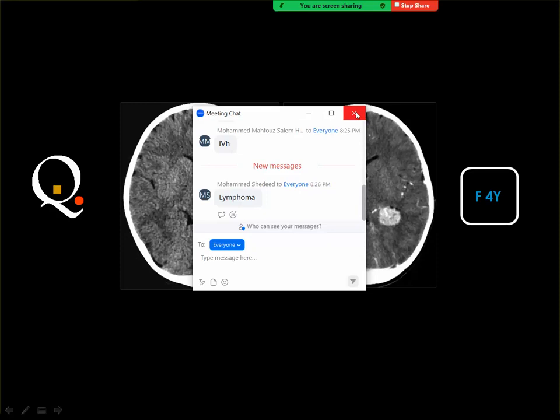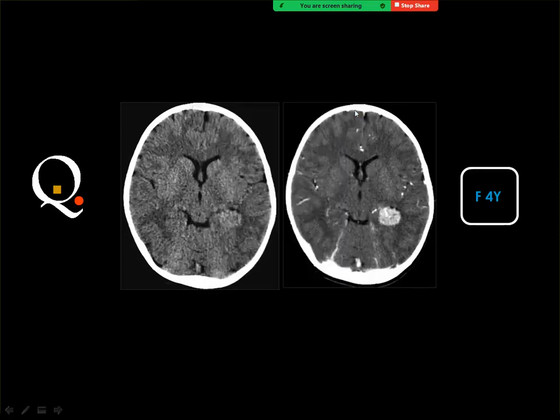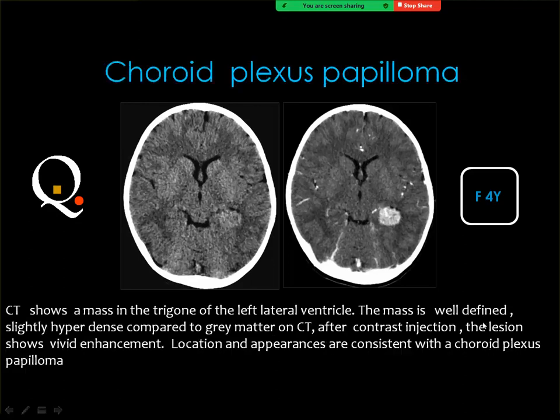The answer is not right. This is, of course, not a lymphoma. This is a tumor that is inside the occipital horn of the lateral ventricle, and in this pediatric age, and the enhancement and the border of the lesion all are diagnostic of the choroid plexus papilloma.